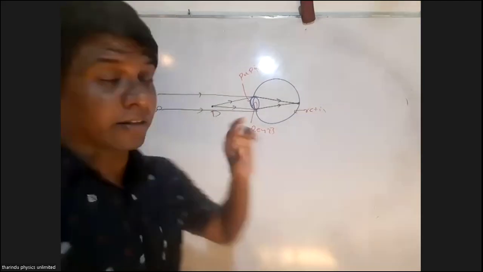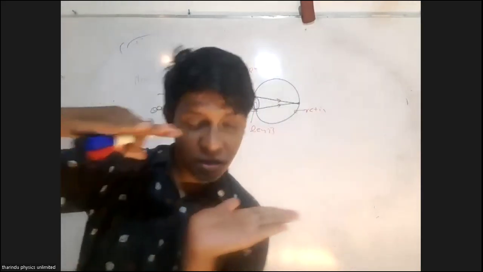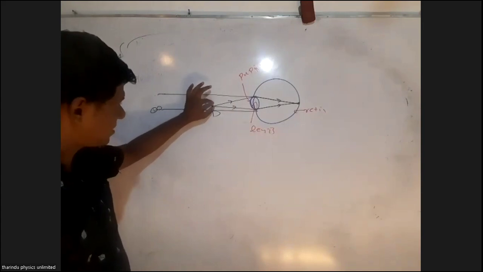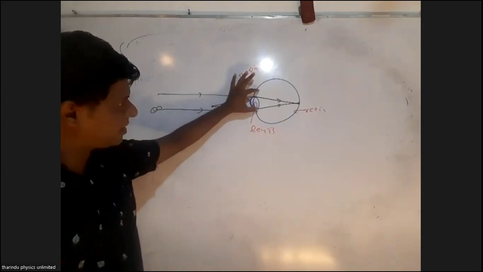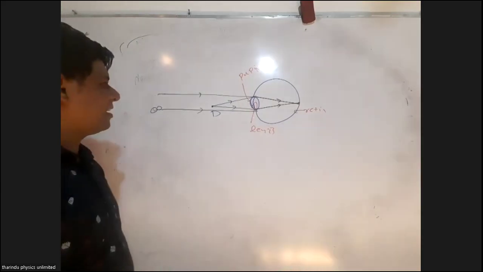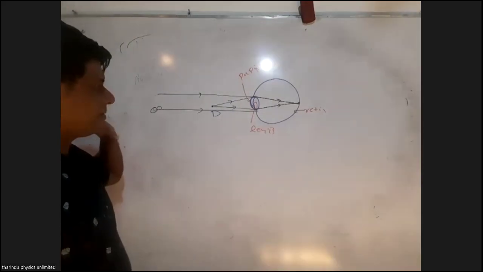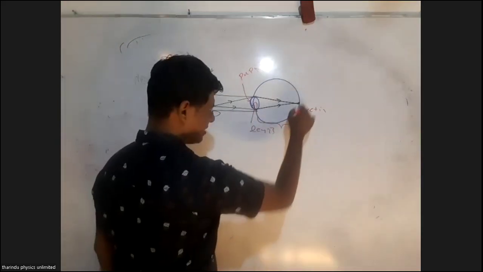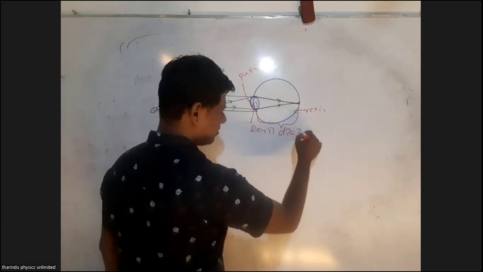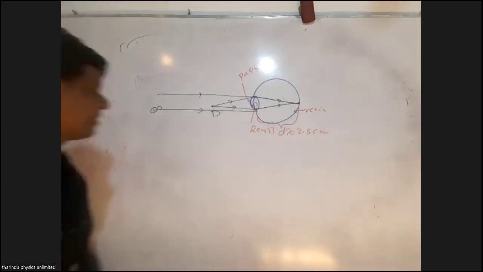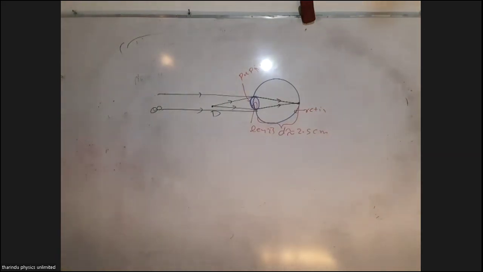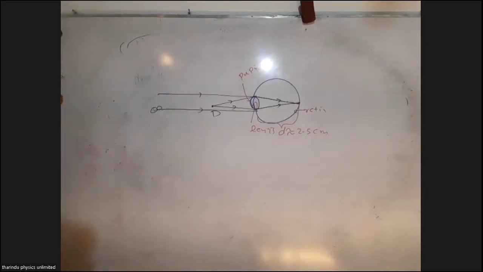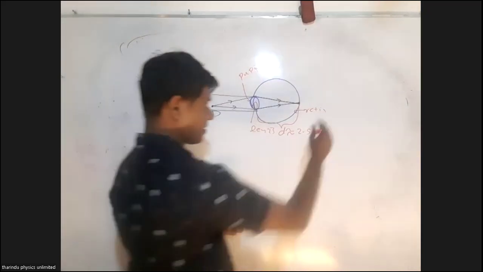In the infinity, light rays are coming parallel to each other. When light rays are coming from the minimum distance of distinct vision, it is like a spreading, diverging beam. So nearly this distance is nearly 2.5 centimeter. Retina.